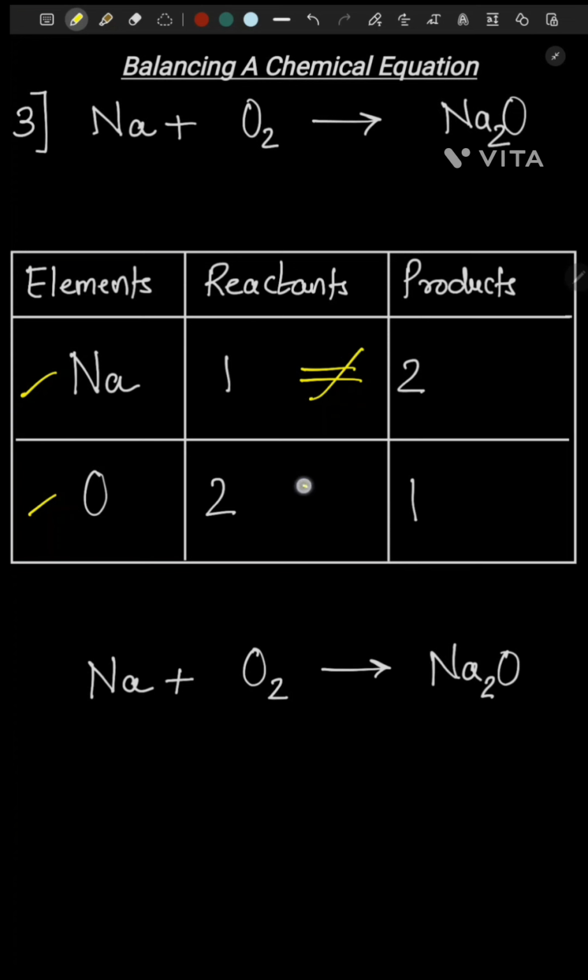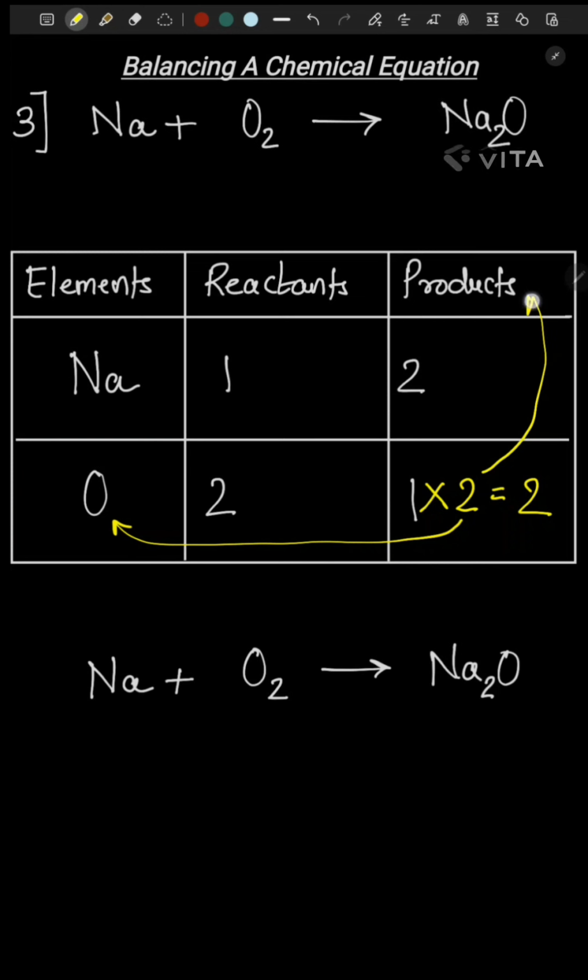Is it balanced? No. Likewise, oxygen is also not balanced. So to balance them, we are going to start with the multiplication. I feel I should go with oxygen first, because we have seen so many so far. So I will multiply 2 to the oxygen. When I multiply 2 to the oxygen on the product side, I get it as balanced.